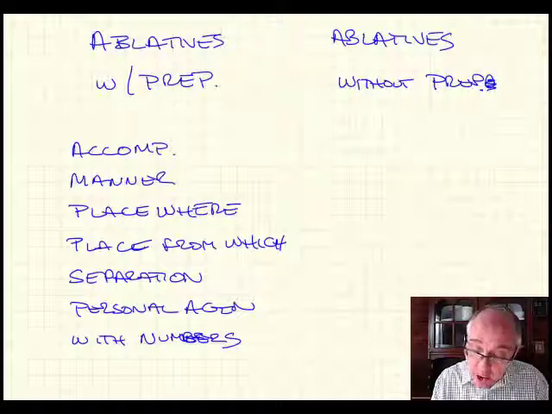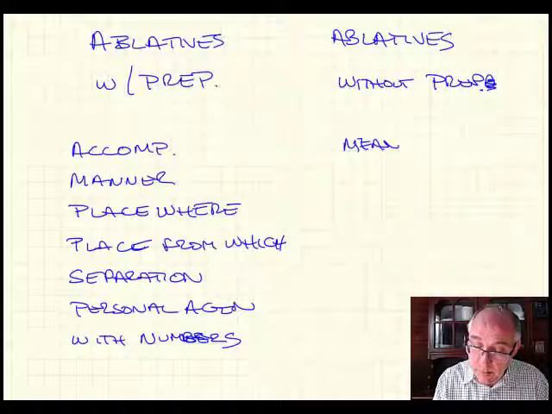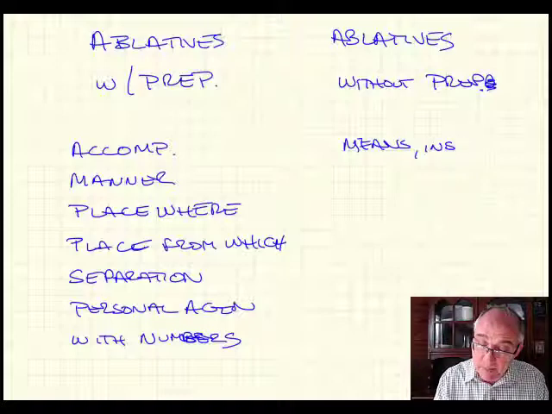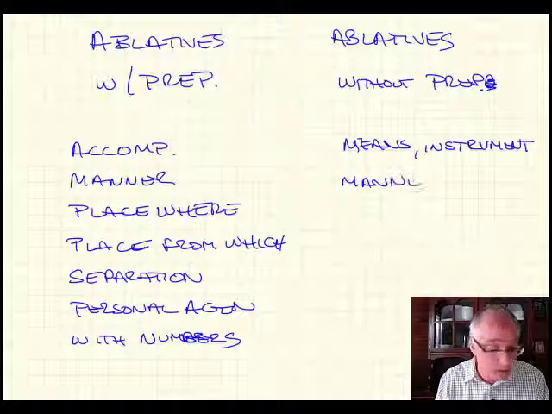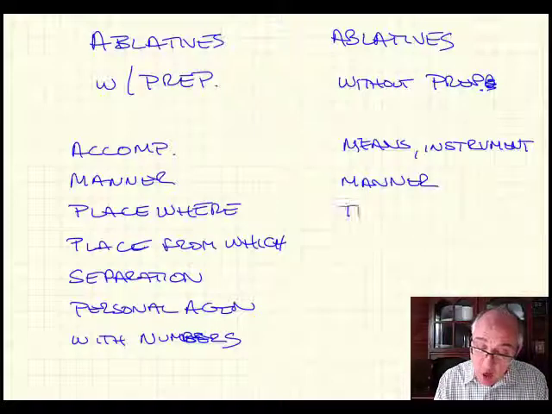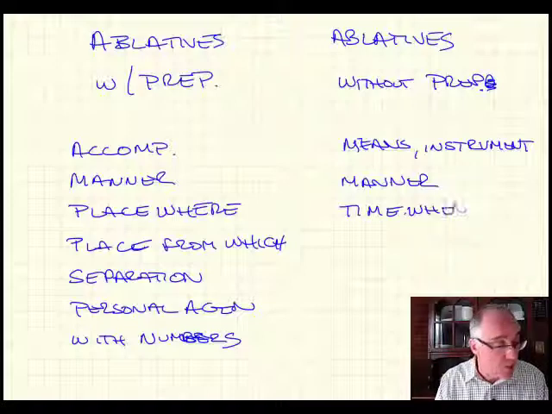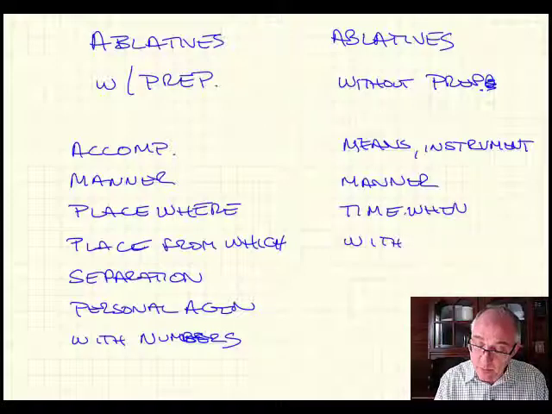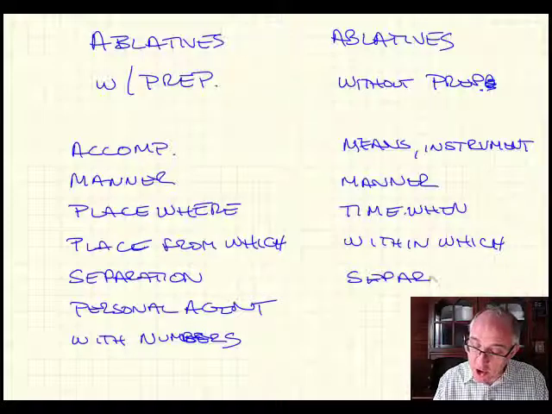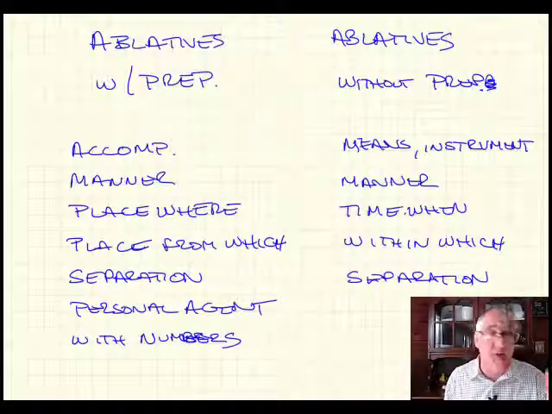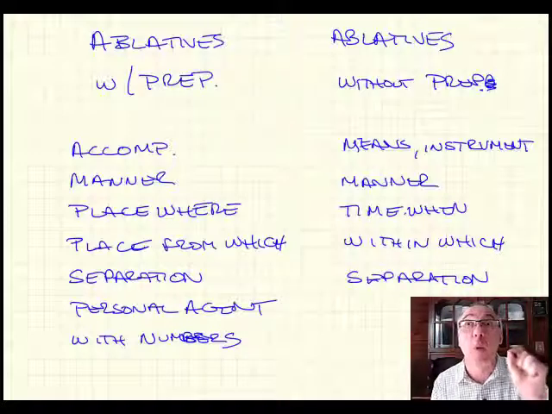Without a preposition, means or manner. Means or instrument. My mistake. Got a little ahead of myself. Means or instrument. Then comes the manner, which I'll address. Let me get these. Time when. Time within which. And then also separation when we're using verbs of freeing from, away, without.